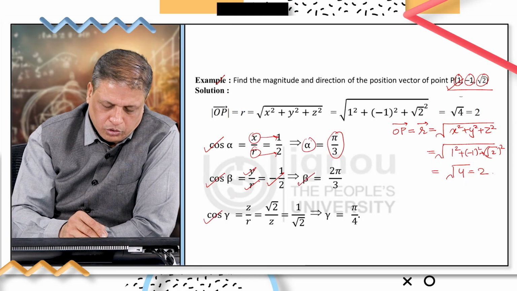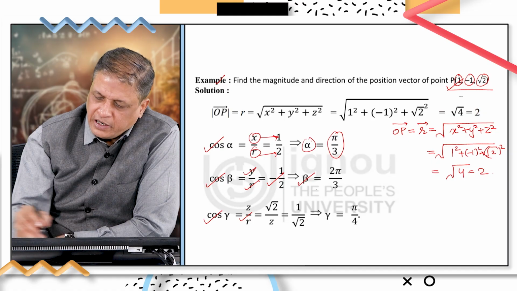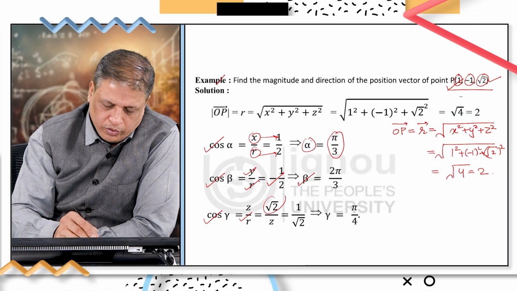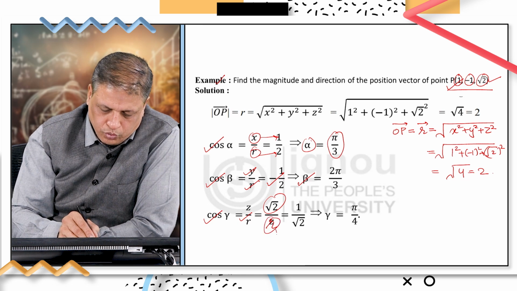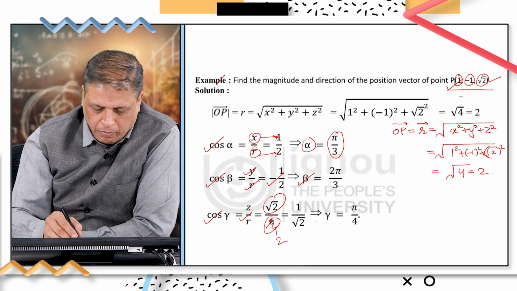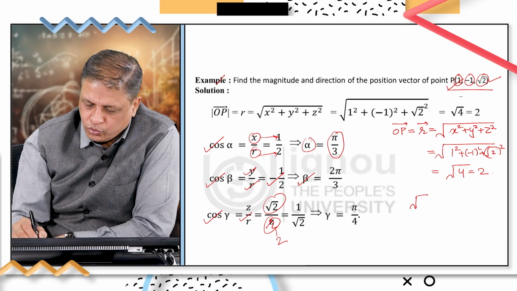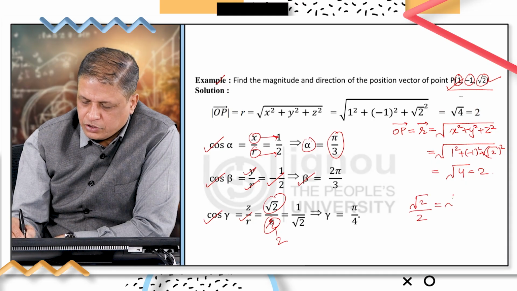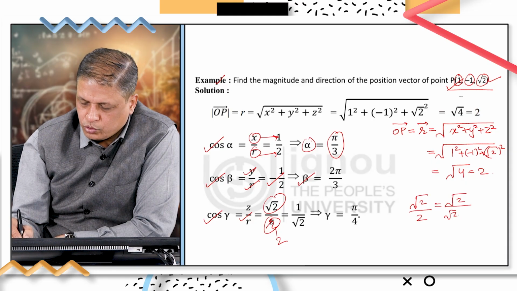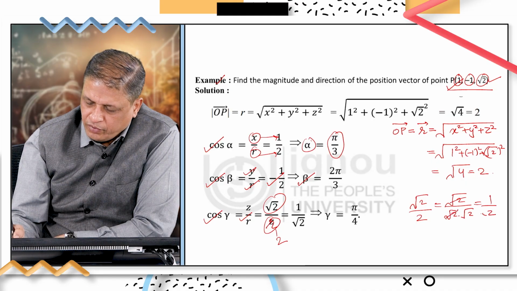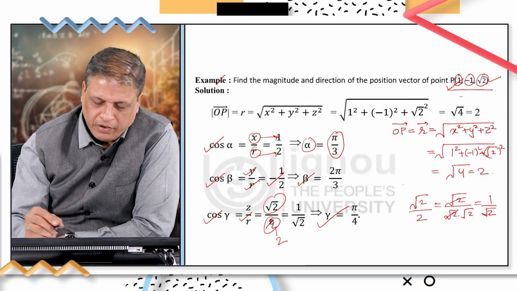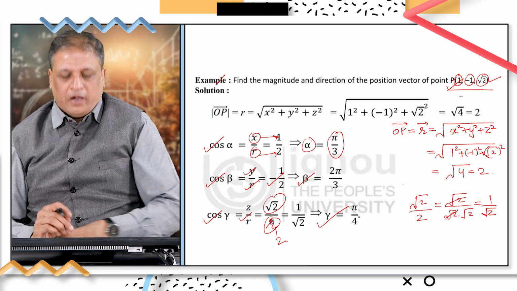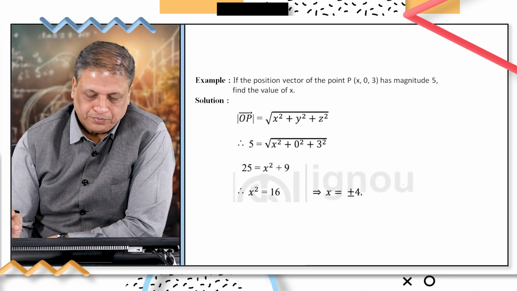Similarly, cos gamma is equal to z by r, and the z component is square root of 2. So, square root of 2 divided by r, and r is equal to 2. So, this is 1 by square root of 2, because square root of 2 by 2 can be written as square root of 2 by (square root of 2 into square root of 2). So, that means it is 1 over square root of 2, and 1 over square root of 2 is nothing but pi by 4. So, gamma is equal to pi by 4. I hope you understand how to solve these numericals.